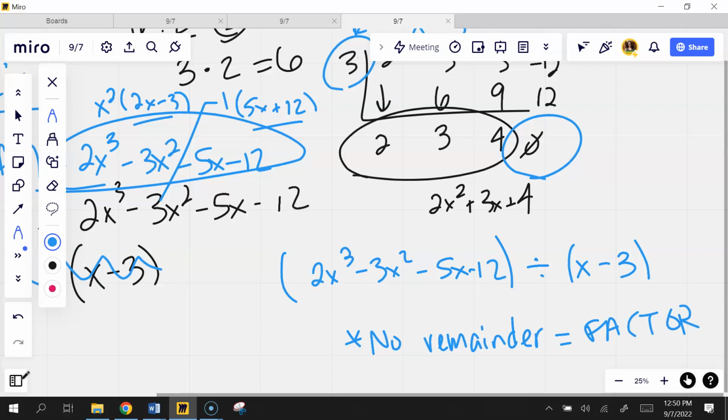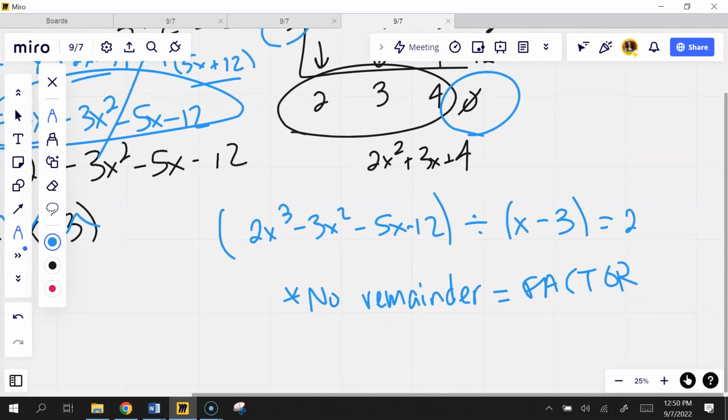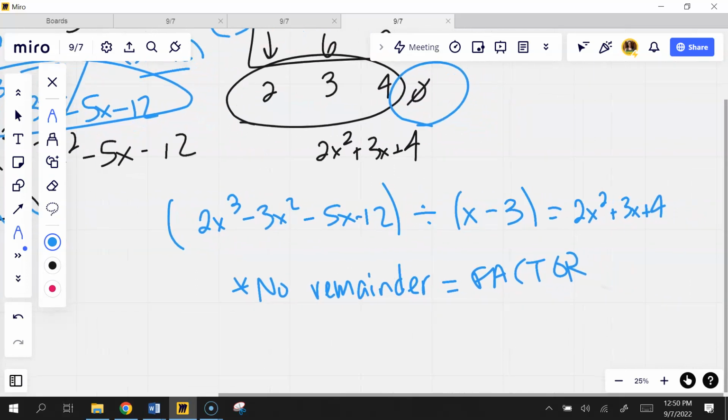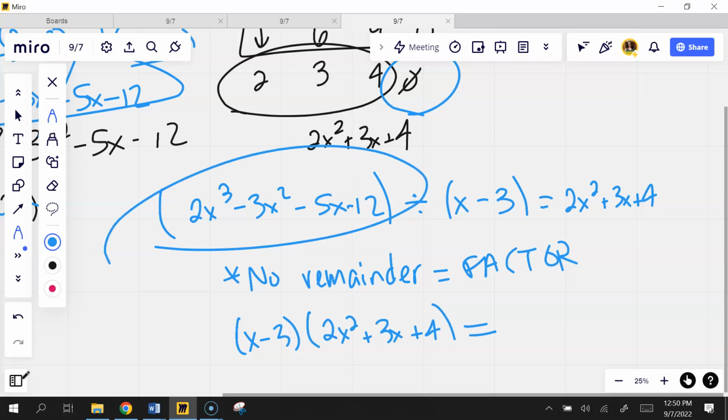The nice thing about factors is I can put them together and they multiply to the original polynomial, right? In other words, if this equals 2x squared plus 3x plus 4, then I could say x minus 3 times 2x squared plus 3x plus 4 equals what I started with. Agree or disagree?